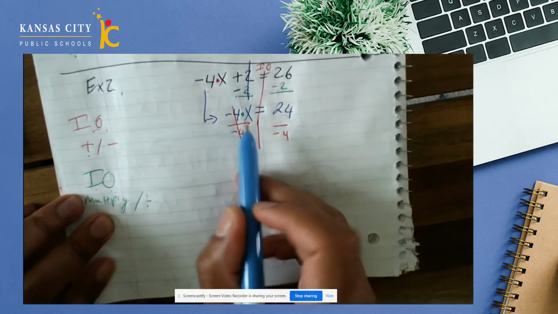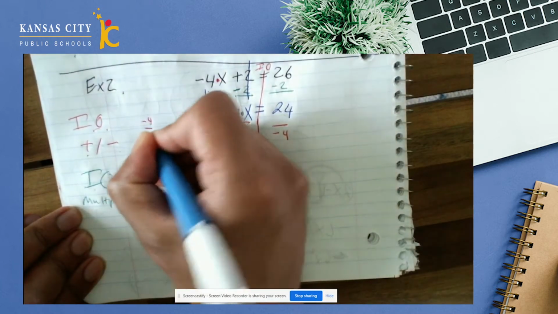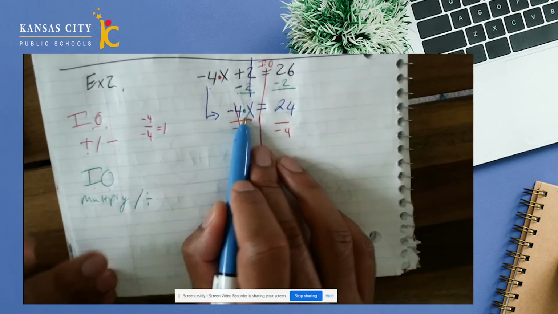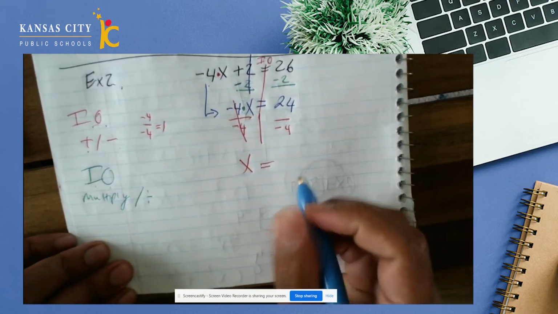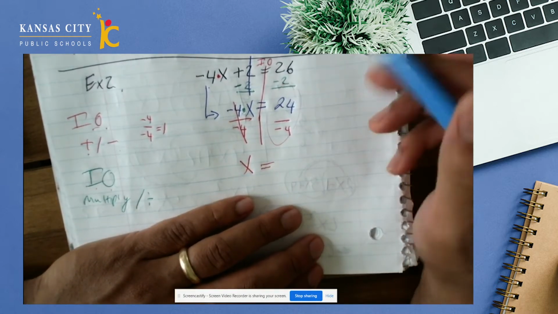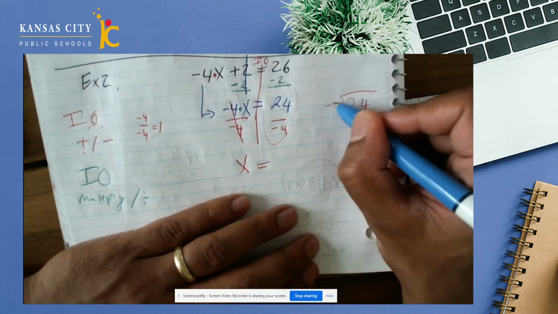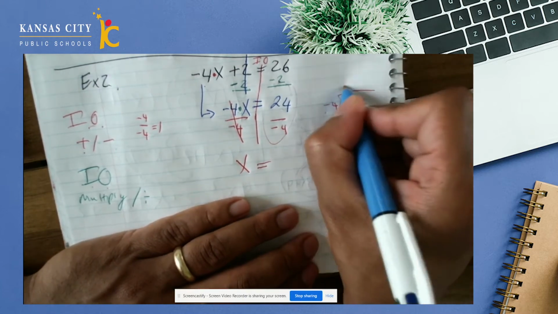This cancels out because negative 4 divided by negative 4 equals 1. So that just disappears because 1 times x is x. So now we have x by itself, and all we need to do is divide over here. 24 divided by negative 4. Well, a positive divided by a negative is a negative.